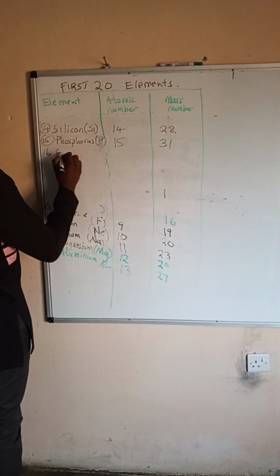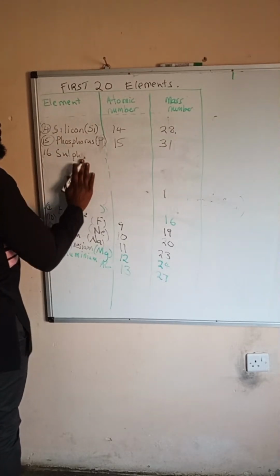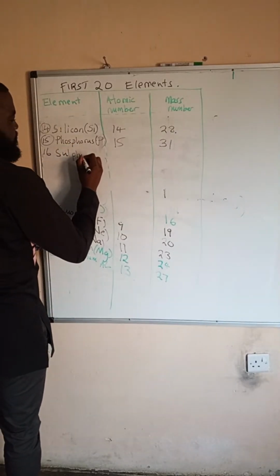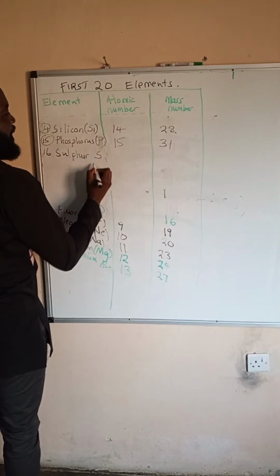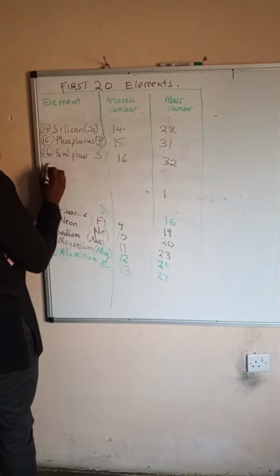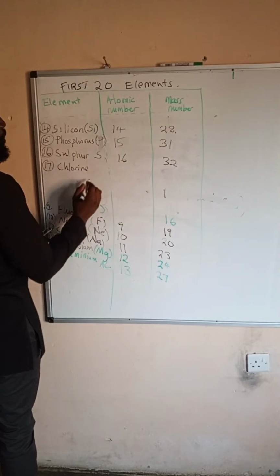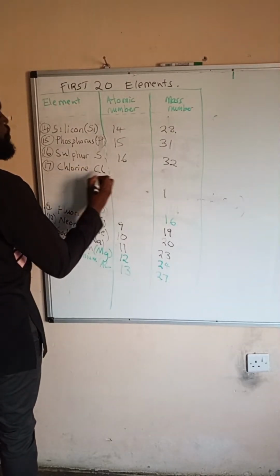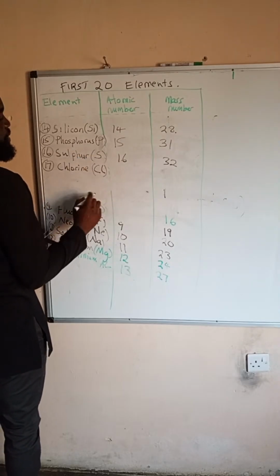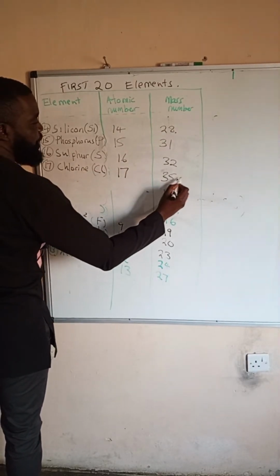16 is sulfur, represented by S. It is 16, this side 32. 17 is chlorine, represented by Cl, capital C, capital L. These are in brackets, just to make you understand. So chlorine is 17, mass number 35.5.